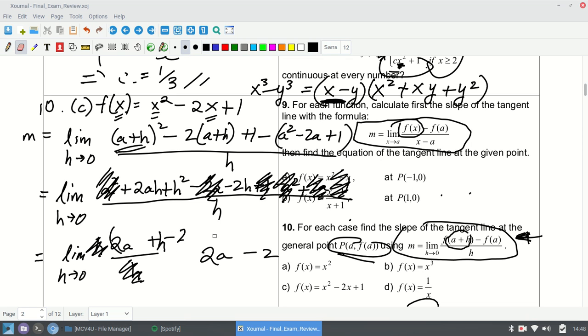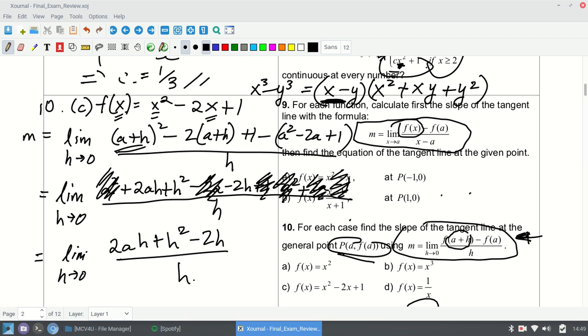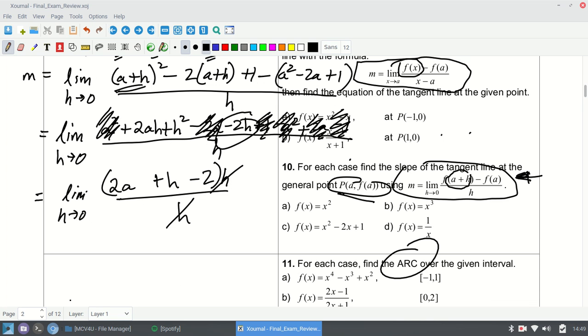Let's do this again just because I'm going to lose you guys. Probably shouldn't have sped through that step, but let's do it. So again, I have 2ah plus h squared minus 2h all over h. I missed that term originally. Now I take out a factor of h, so that's gone, that's gone, that's gone. I get a factor of h, cancel, and then I can sub in h equals 0, and I end up getting 2a minus 2. Now all is right with the world.